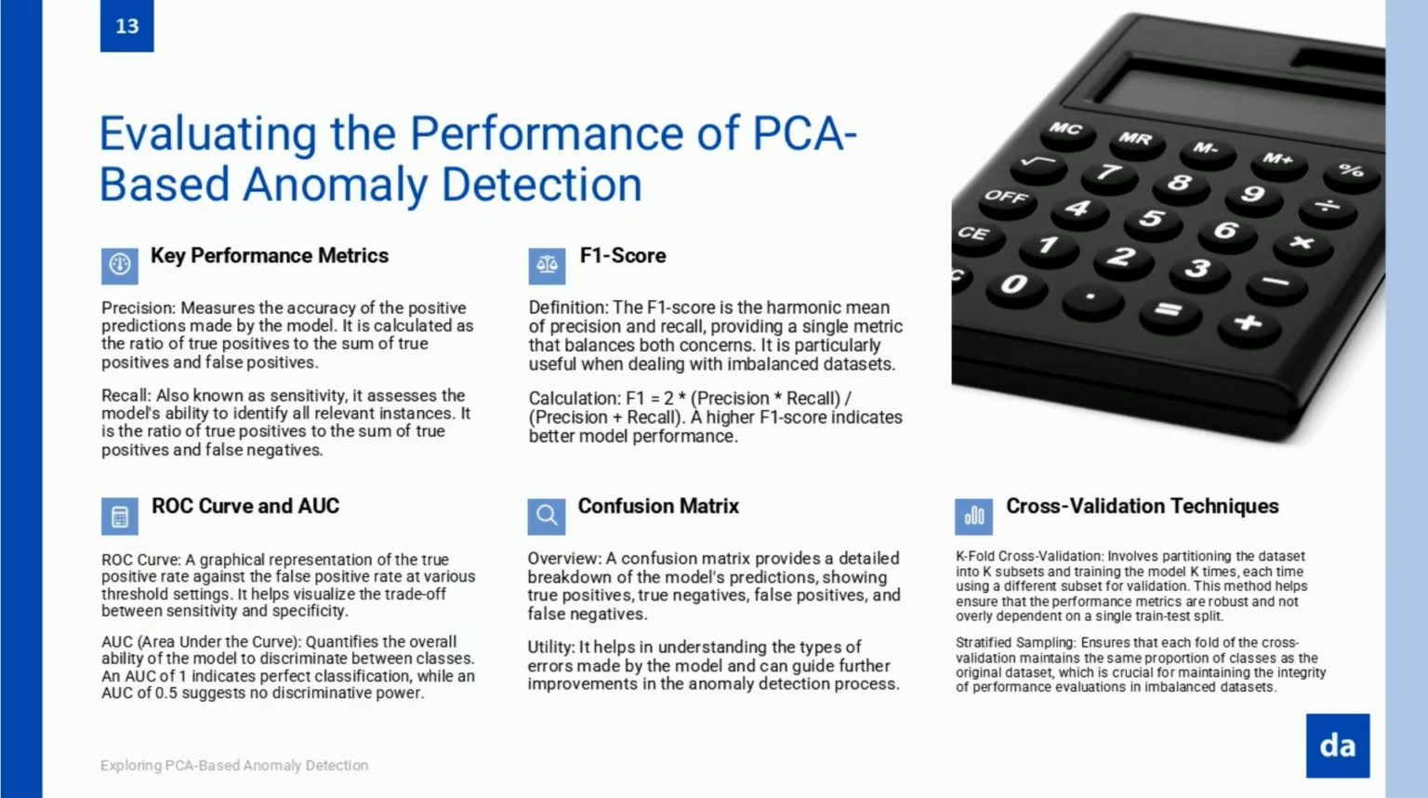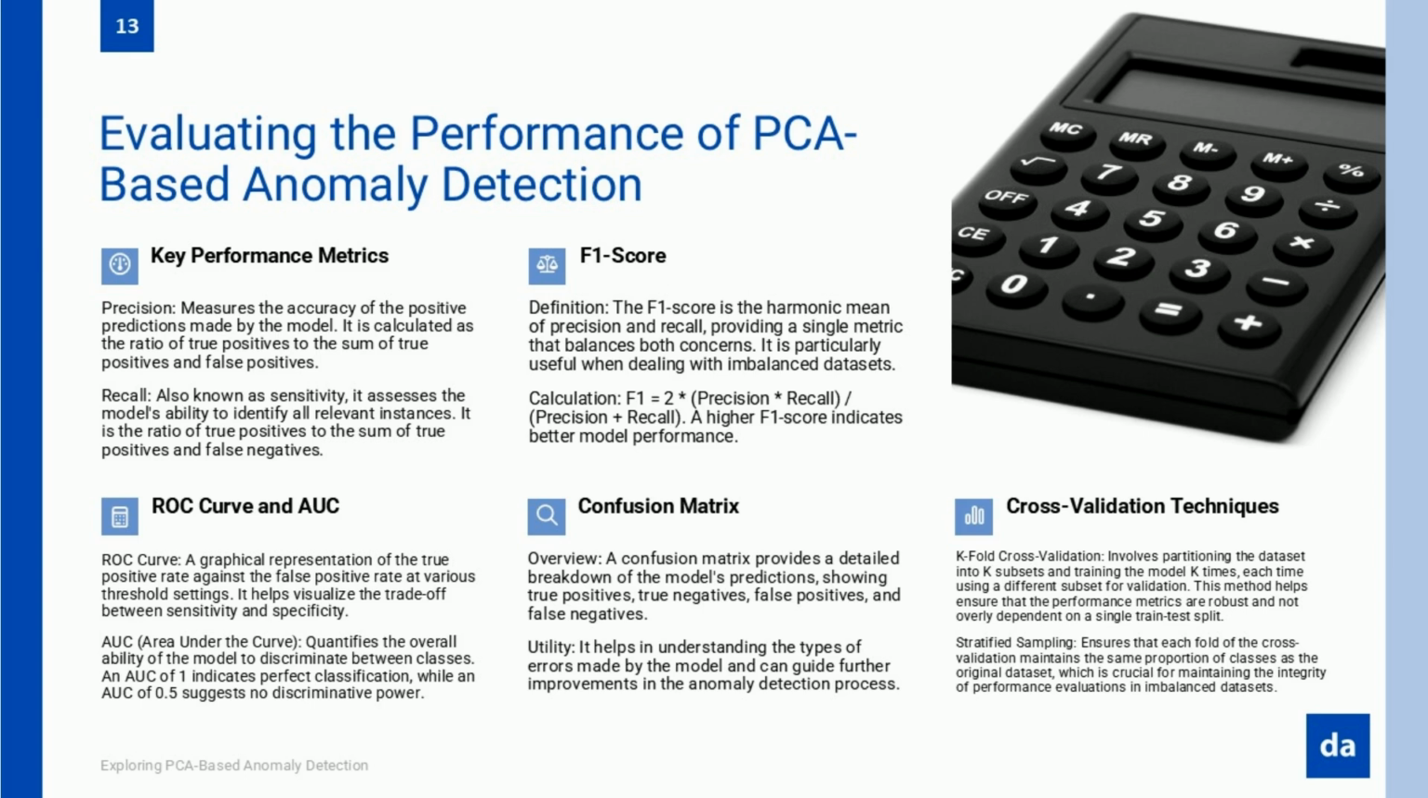Detecting anomalies is one thing, but how do we measure whether our PCA-based method is actually doing a good job? In anomaly detection, accuracy alone isn't enough because anomalies are rare. Even a model that classifies everything as normal might appear to be performing well while missing the most critical cases. To truly evaluate PCA-based anomaly detection, we need to look at a combination of precision, recall, and error analysis to ensure we're flagging the right anomalies without overwhelming the system with false positives.